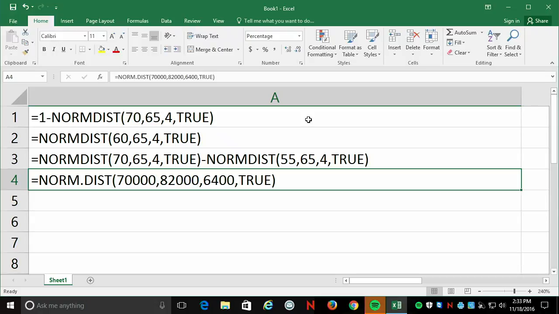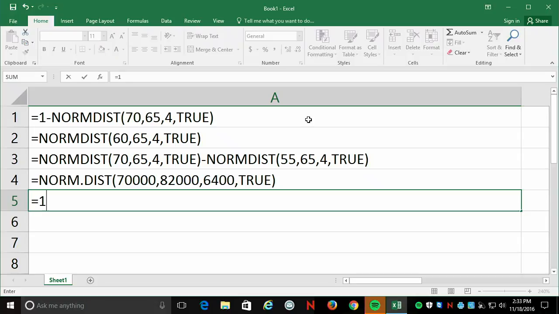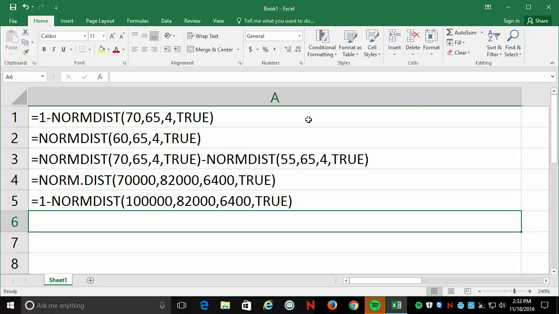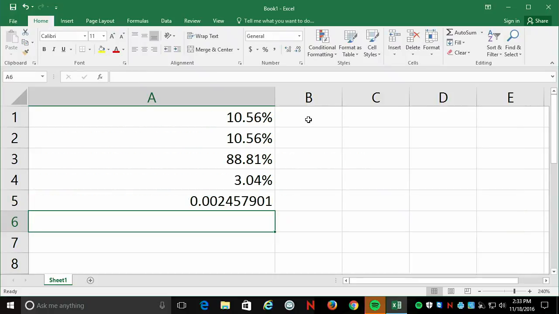Okay. And part B was, what is the probability that the tire lasts more than 100,000 miles? More than 100,000 miles. Well, it's more, so it's going to be greater than, so I want 1 minus NORM.DIST. And we're doing 100,000 miles, 82,000, 6,400, true. Control tilde.